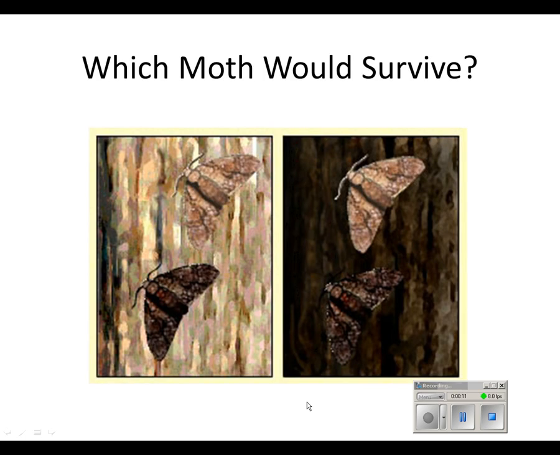We've all talked about natural selection as being part of evolution. We know that Darwin had something to do with it, but let's discuss what it really is. So let's first look at these two pictures, and these are a species of moth. Which one do you think would survive?